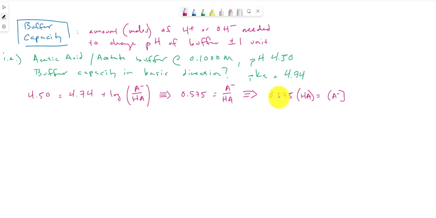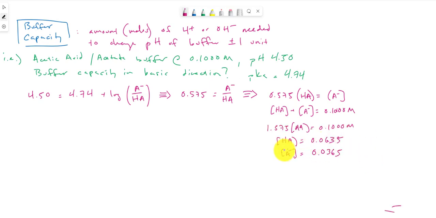I just need that second equation, which is that the sum of HA and A minus adds up to that total concentration. Now I can use these two equations to substitute and solve for the respective concentrations. And that gives us two values: 0.0635 molarity for HA, and 0.0365 molarity for A minus. So those are the concentrations of the acid and conjugate base when we have the starting pH of 4.5.